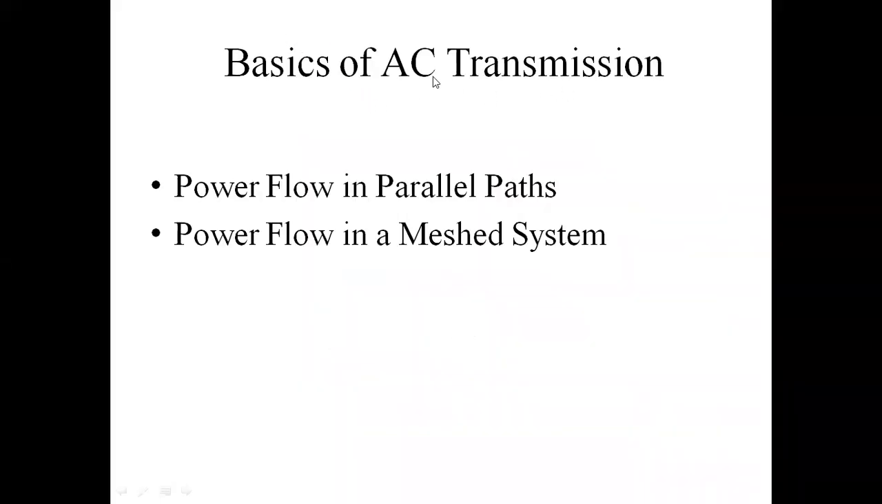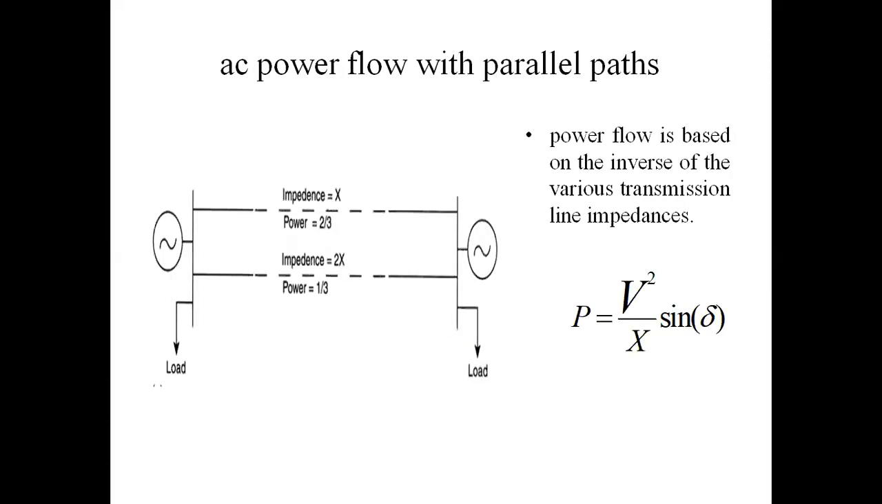Basics of AC transmission lines can be classified into two types. One is power flow in parallel paths, and the second is power flow in mesh system. Power flow in parallel paths is classified into four types, and power flow in mesh system is also classified into four types. The first is without controller: AC power flow with parallel paths.